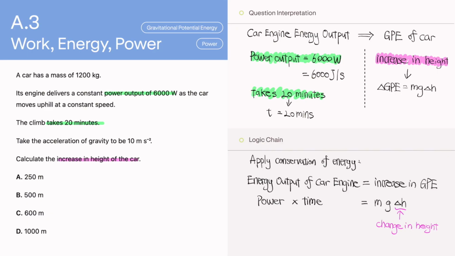Quick reminder, in the equation mgΔh, you must use the change in height, not the absolute height. The absolute height only comes in with this formula, which belongs to the gravitational field chapter later on.